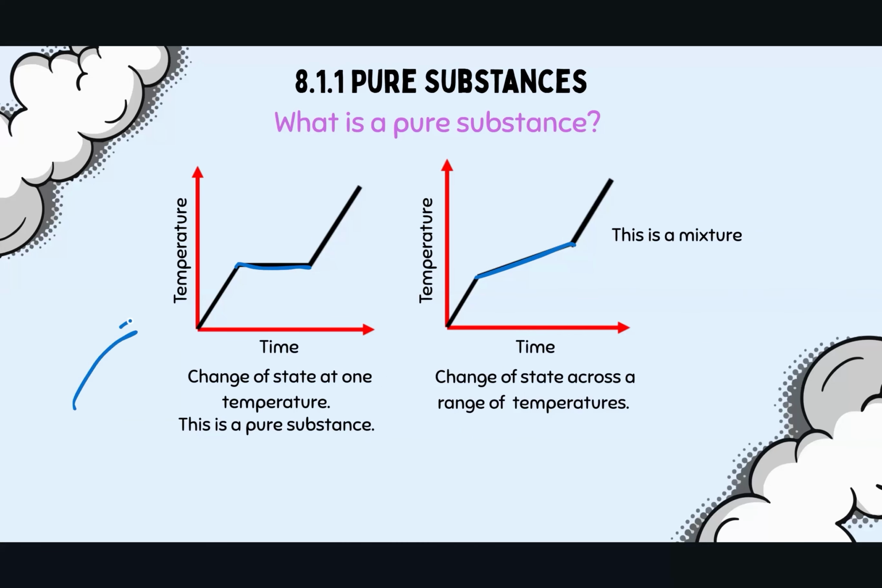So these 2 graphs in a question, you just need to know that when you've got a horizontal line, it shows one sharp melting or boiling point. That shows a pure substance. You know it's a mixture when you have a range of melting and boiling points, when you don't have a sharp horizontal line.